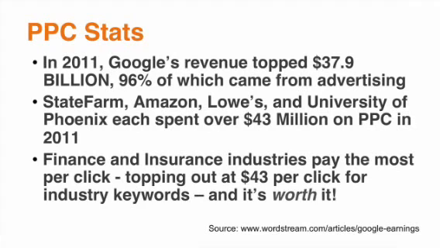Here's some interesting information about some companies that you've probably heard of here: State Farm, Amazon, Lowe's, and University of Phoenix. Each spent over $43 million on PPC in 2011. And in terms of industries and what they're paying per click, it's pretty interesting to see finance and insurance industries pay the most per click, topping out at $43 per click for those industry keywords.